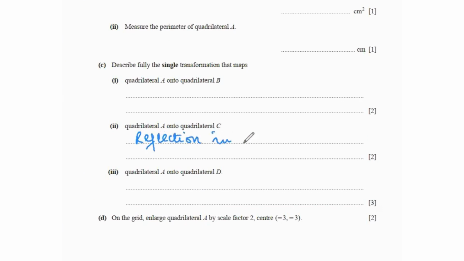Reflection in the line y equals -3. Next part is quadrilateral A onto quadrilateral D.